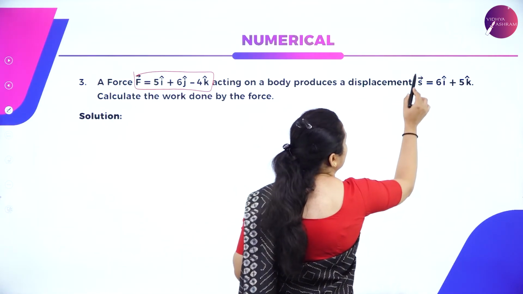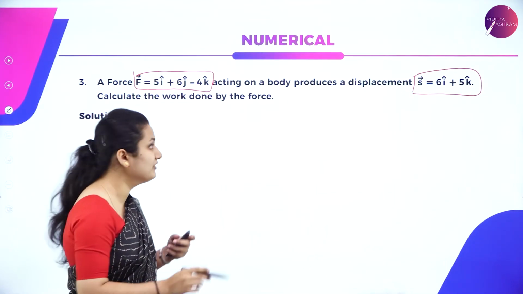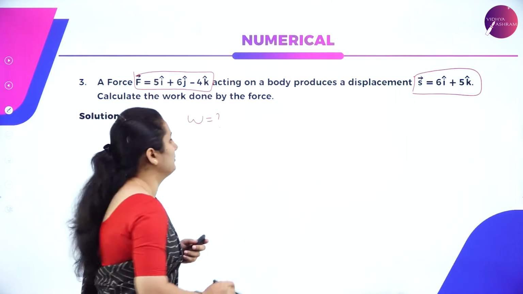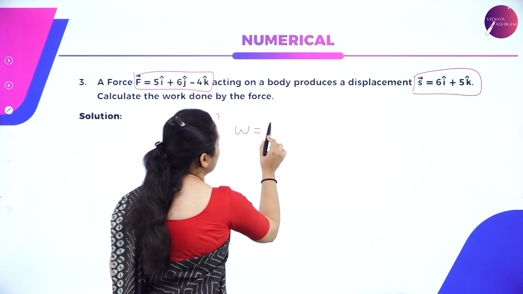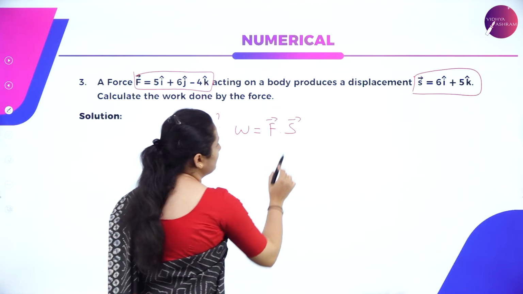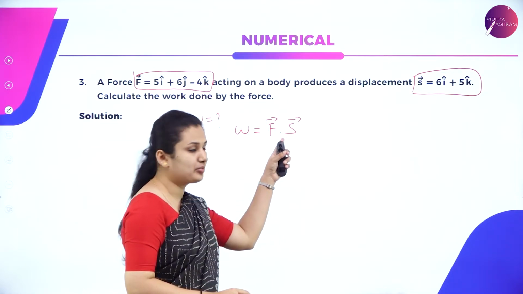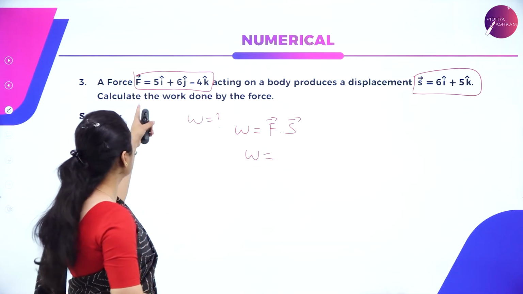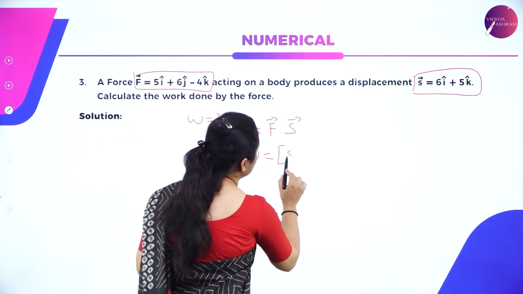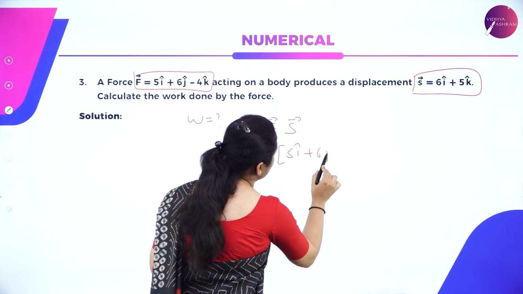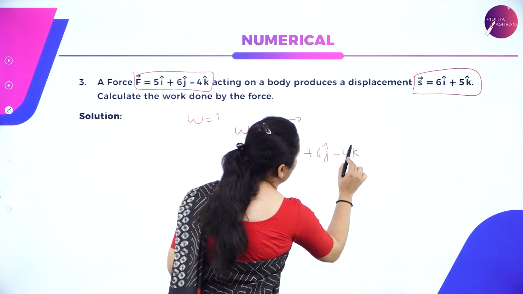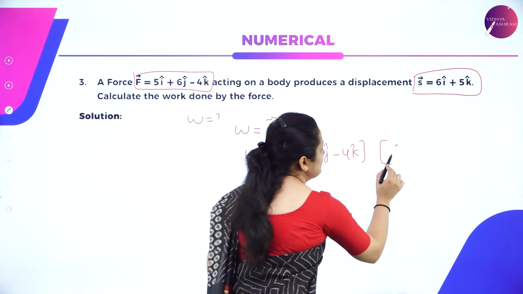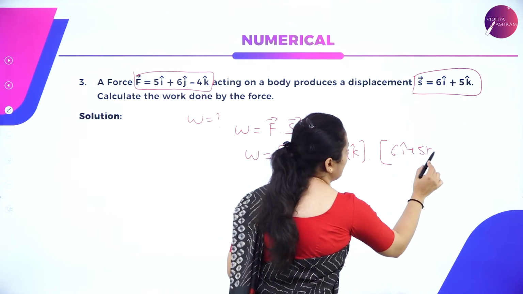The displacement is given as S is equal to 6 i cap plus 5 k cap. Now I want to find what is work done by the force. How will you calculate work done? Work done is equal to F dot S, scalar product of force and displacement. I already have the value of force given. It is 5 i cap plus 6 j cap minus 4 k cap, dot product, with displacement 6 i cap plus 5 k cap.